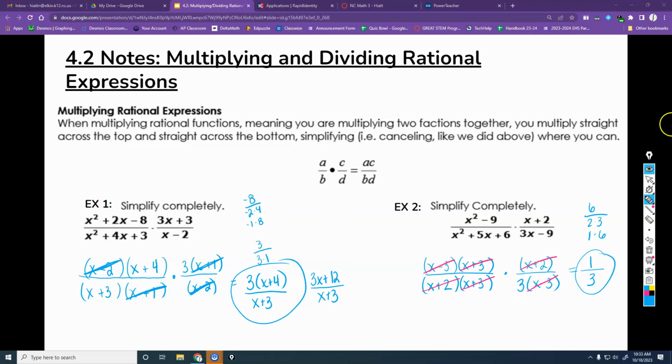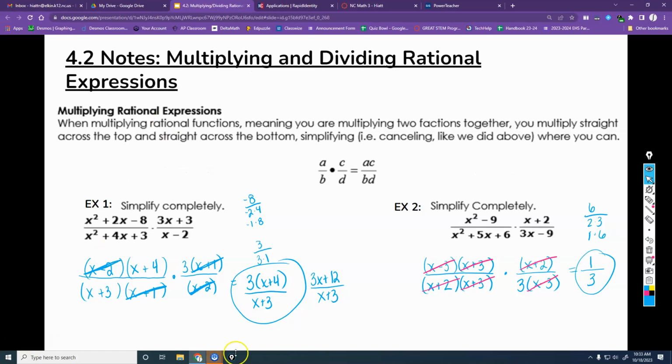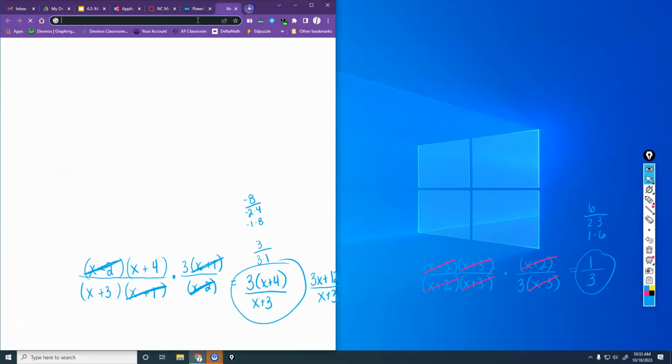Oh, let's see, did I add that to the notes, or did I do it next? Okay, all right, now, there's one thing that I have not made you do yet for these problems, and that is, there is an issue with these problems as far as some restricted values that you have. So I'm going to graph this on Desmos real quick.